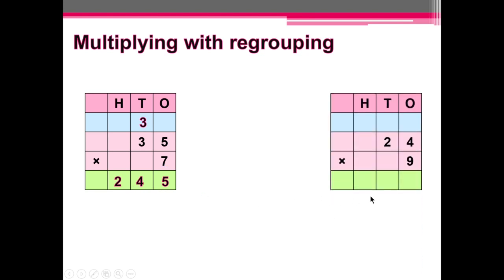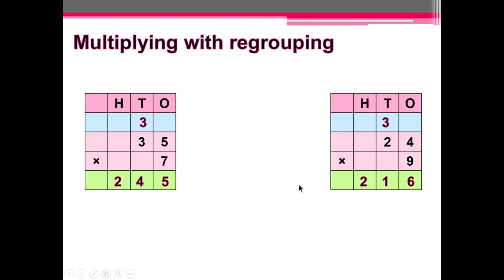Next one, 24 multiplied by 9. This one is easy, right? Come on, tell me. 4 multiplied by 9 is equal to 36. We'll write 6 here and we'll write 3 over here as carry of 1s. Next one, 2 multiplied by 9 is equal to 18. 18 plus 3. Can you add for me? Yes, 21. We'll write 1 here and we'll write 2 here. So, 24 multiplied by 9 is equal to 216.